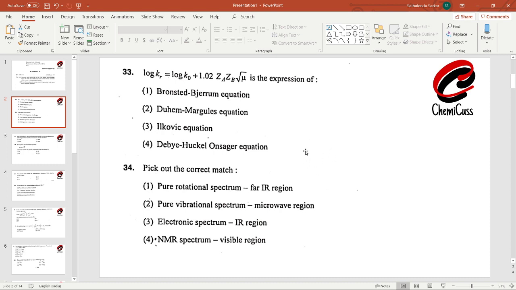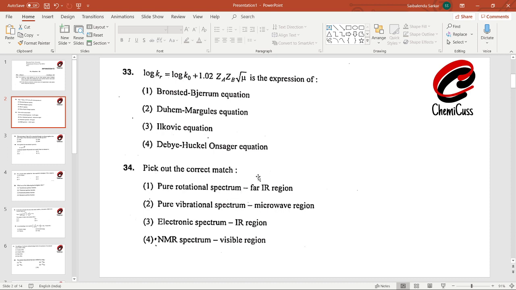And the corresponding spectroscopies are like UV-Vis is for the visible spectra, and radio frequency is for the NMR spectrum, and the electronic spectrum just basically means the UV spectra because the electronic transition occurs. And then the IR region basically means the vibrational spectrum, and the microwave basically means the rotational spectrum.